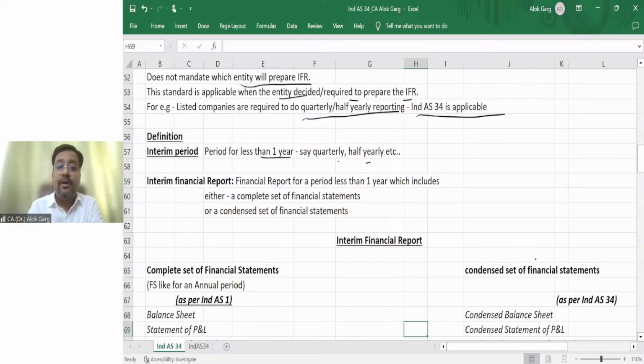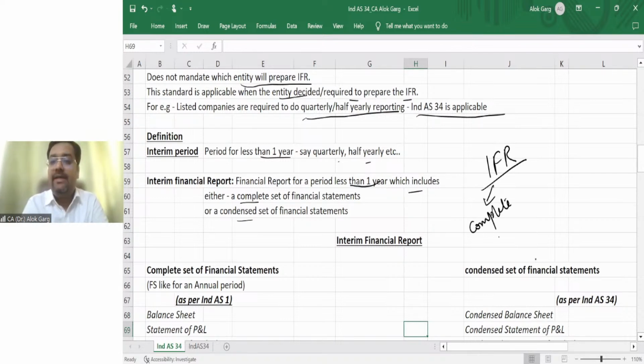What is an interim financial report? Interim is understood. Now, an interim financial report means a financial report for a period which is less than 1 year and which includes either a complete set of financial statements or a condensed set of financial statements.